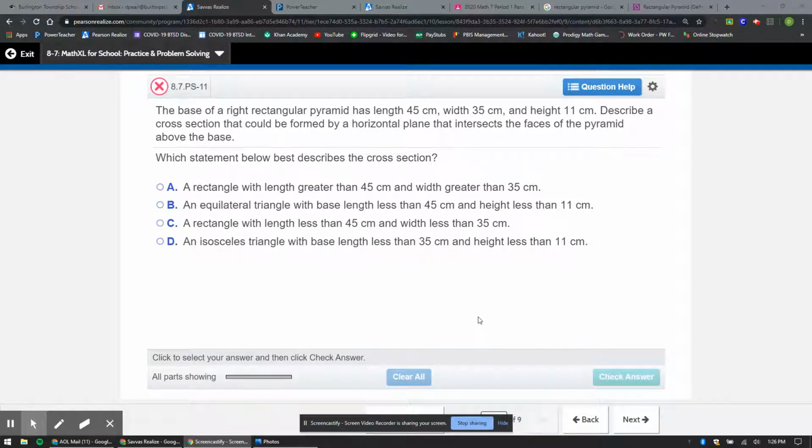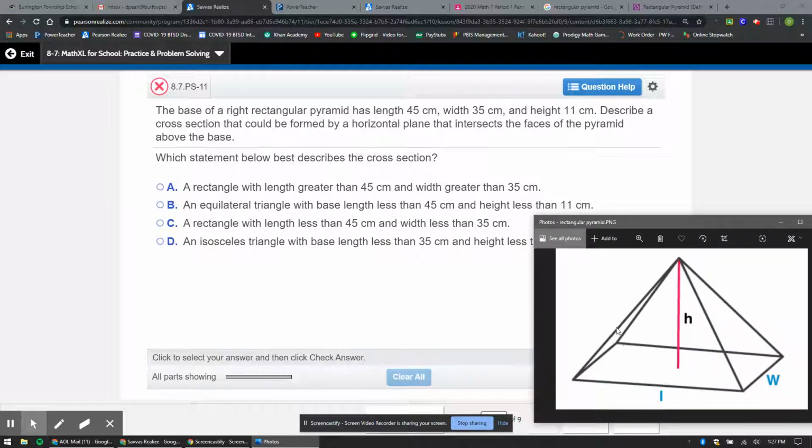The base of a right rectangular pyramid has length 45 centimeters, width 35 centimeters, and height 11 centimeters. Describe a cross section that could be formed by a horizontal plane that intersects the faces of the pyramid above the base. So let's make sure we know what a rectangular pyramid looks like. This is what a rectangular pyramid looks like. That means the bottom is a rectangle and the top is a point.